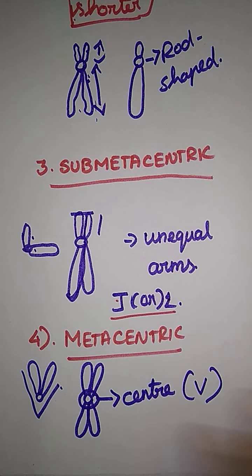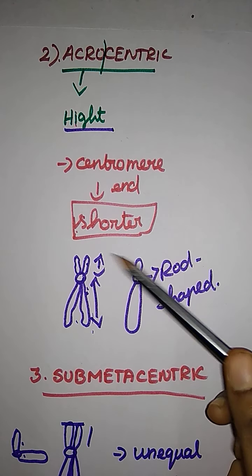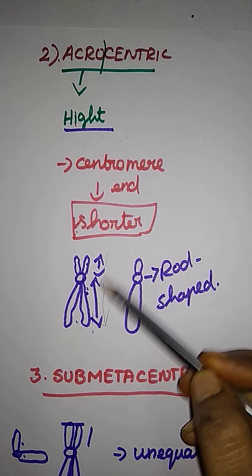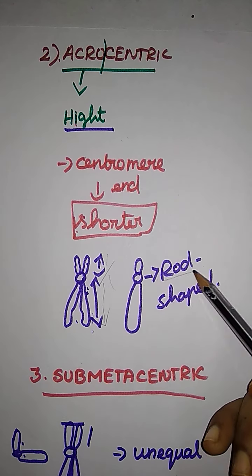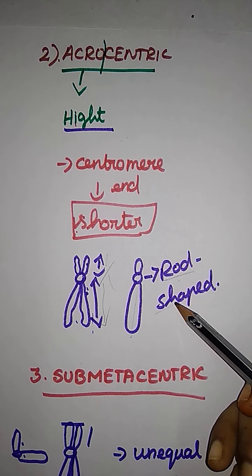Okay, and the next one is the acrocentric. Acro means indicating height. So one arm is shorter and the other arm is longer. Here also they are rod in shape. Does it look like a handle or a rod? So, rod in shape.